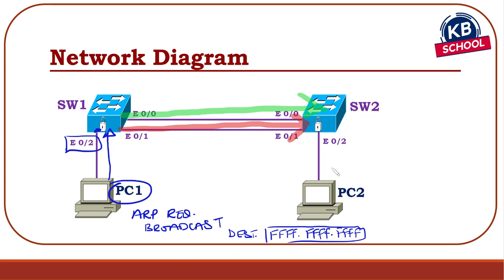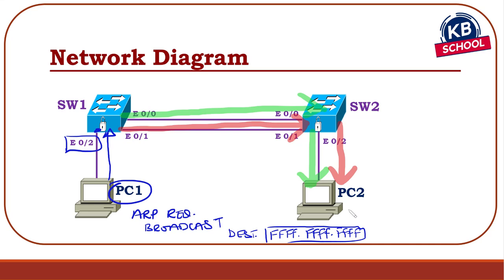I have received 2 frames on switch 2 that are identical. It's the same broadcast that has gone to switch 2 over 2 active links. Now when switch 2 receives it, it is going to forward the broadcast to all the ports in that particular switch. So that means that I am going to get how many broadcasts sent to PC2, the same broadcast. So now I have a duplication of packets.